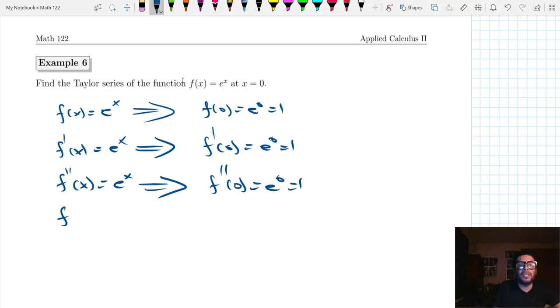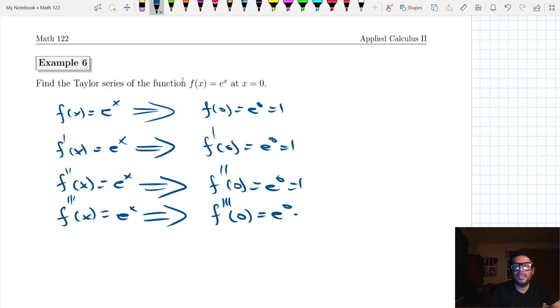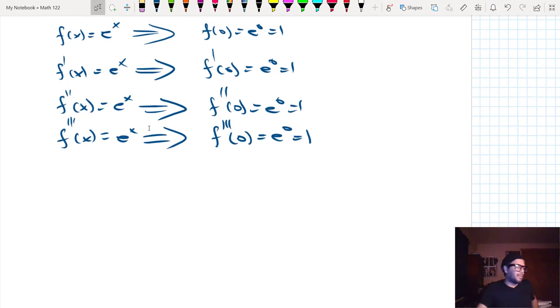Let me do one more. I know it's kind of redundant. It's the same. I don't see anything interesting, but you'll see. Triple prime, f triple prime. You'll see how interesting this will become on the next example. But I need to give you a foundation first with this example.